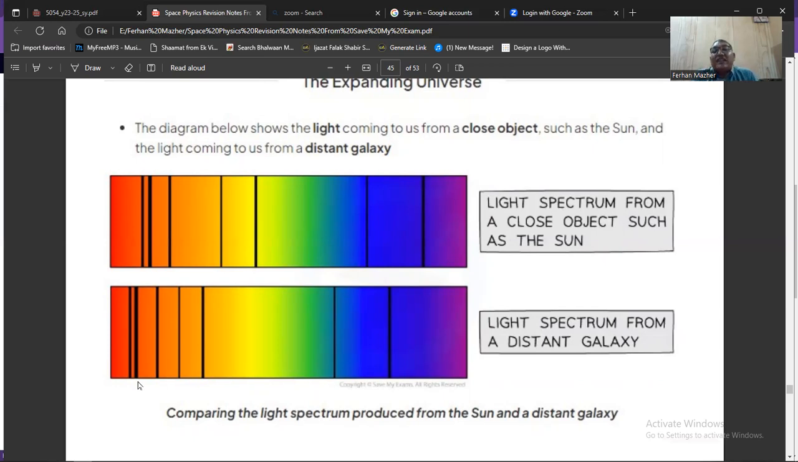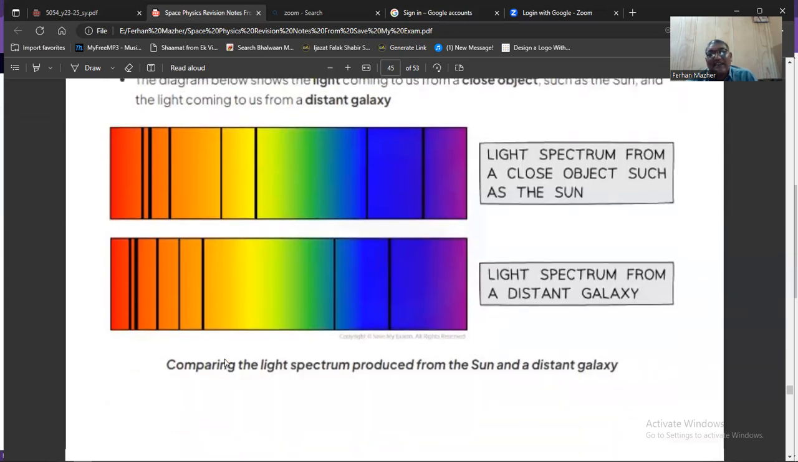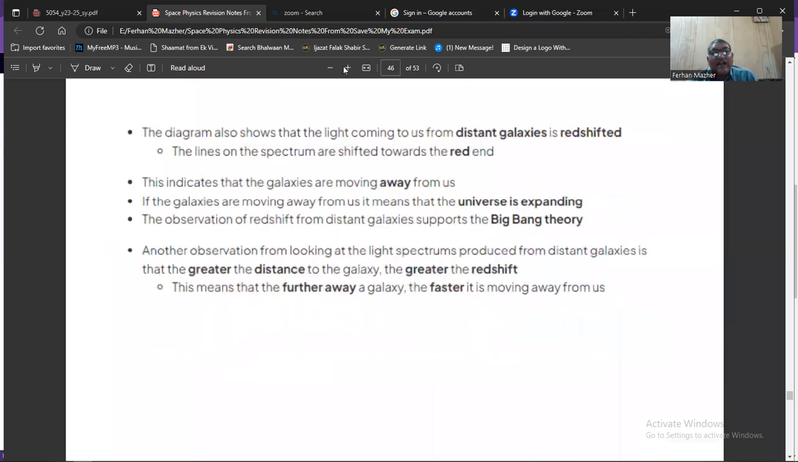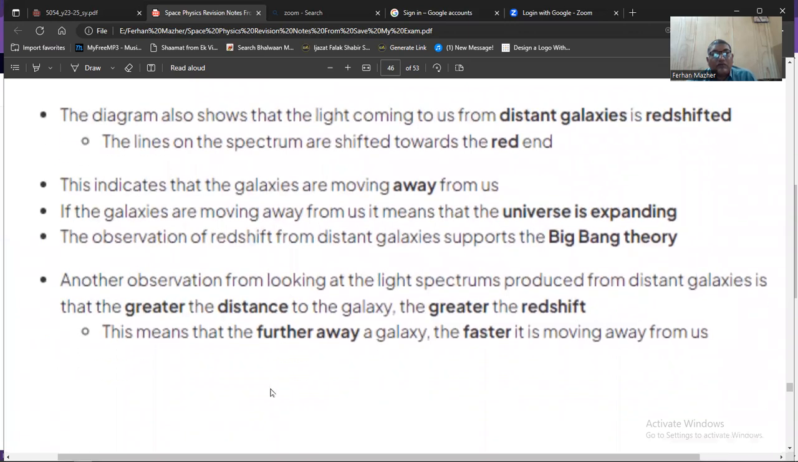The diagram below shows the light coming to us from a close object such as the sun and the light coming to us from a distant galaxy. Comparing the light spectrum produced from the sun and a distant galaxy, I can tell you that the galaxy is moving away from you because it has a redshift in it. The diagram also shows that the light coming to us from distant galaxies is redshifted. The lines on the spectrum are shifted towards the red end. This indicates that the galaxies are moving away from us.